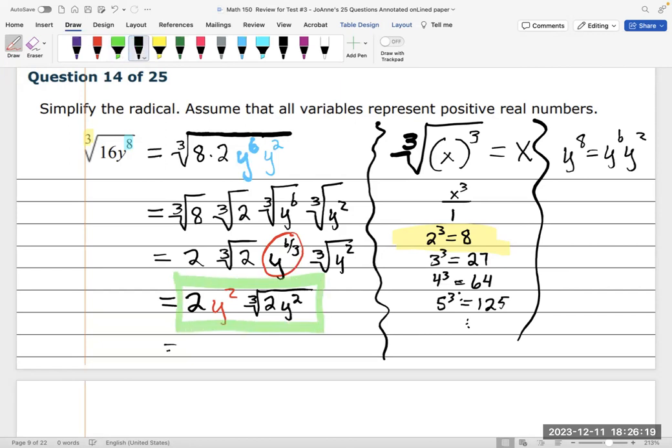If you want it all in one color, it's 2 times y squared, times the cubed root of 2 times y squared. And again, the cubed root of 8, that's the cubed root of 2 cubed. So that is just 2. This is where this 2 came from.